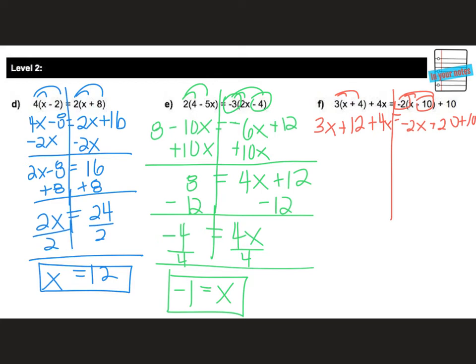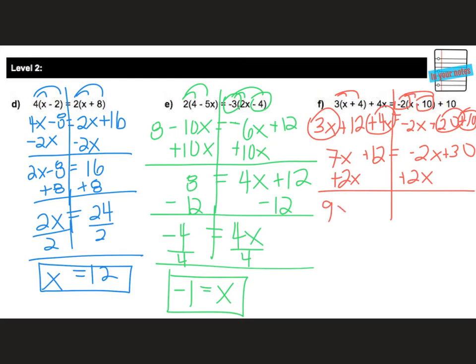So let's combine some like terms before we try and get our variables together. So 3x plus 4x will give us 7x. And then we have that plus 12. On the right-hand side, 20 plus 10 is going to give us 30. So this is already looking a little bit more simplified. Now my smaller variable is negative 2x. So let's go ahead and add 2x to both sides.